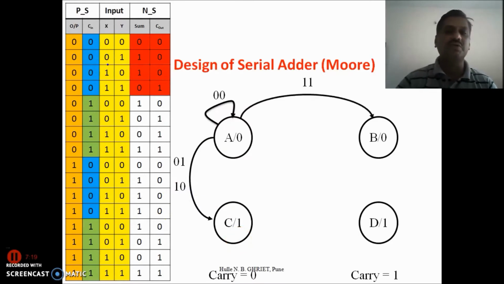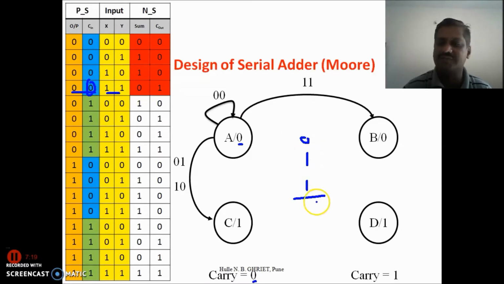Similarly, for 0 1, the present state is the A. Why is it A? Because sum is 0 and carry is also 0. Sum is 0 and carry is 0 is the state A. Inputs are 1 1. Now here, carry is 0, X is 1, Y is 1. How much is the addition? Sum is 0 and carry is 1. What is the state? State is 0 1, output is 0 and carry is 1, that is the B state.